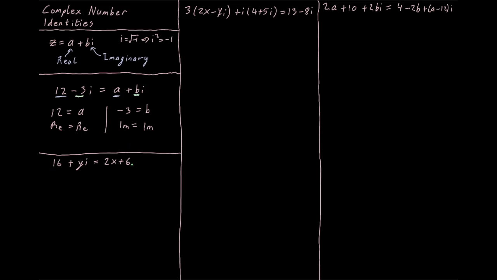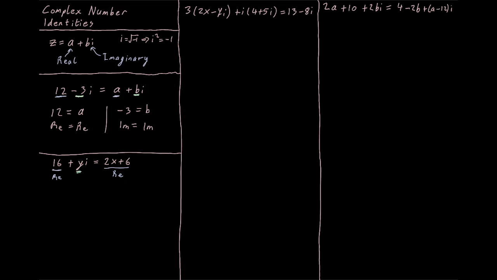So if we take a slightly more complicated example here, we have 16 plus yi is our first complex number, and that's equal to 2x plus 6. So we label our real parts and our imaginary parts, and then we're going to equate them. So our real parts are 16 on the left-hand side, and all of this has no i's in it. This has an x in it, but it has no i's. So all of that is just real. So this is the real part, this is the real part.